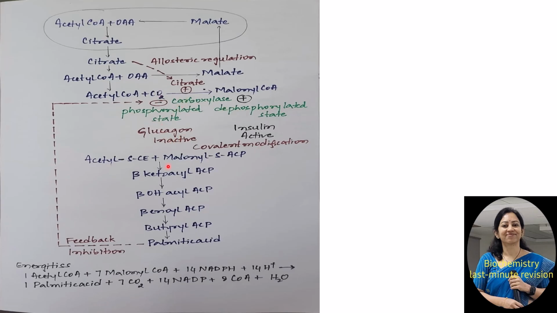So when we are fasting, glucagon is active. So glucagon phosphorylates the acetyl-CoA carboxylase enzyme, but this phosphorylated carboxylase is inactive. So when we are in fasting state, de novo synthesis of fatty acid is not taking place. So this is known as covalent modification of acetyl-CoA carboxylase by phosphorylation of the key enzyme by glucagon and dephosphorylation of the key enzyme by insulin. So what you need to remember is that dephosphorylated acetyl-CoA carboxylase is active in well-fed state under the influence of insulin.